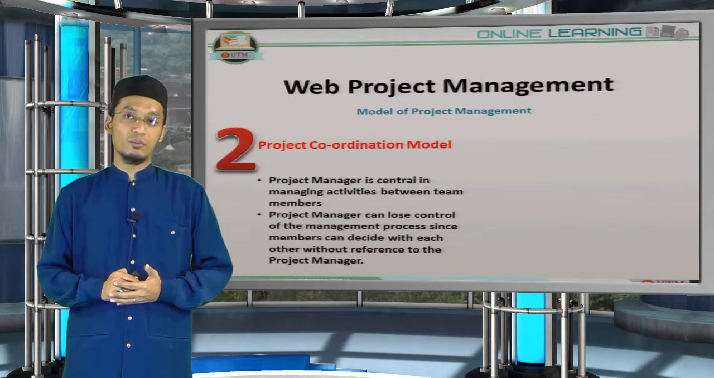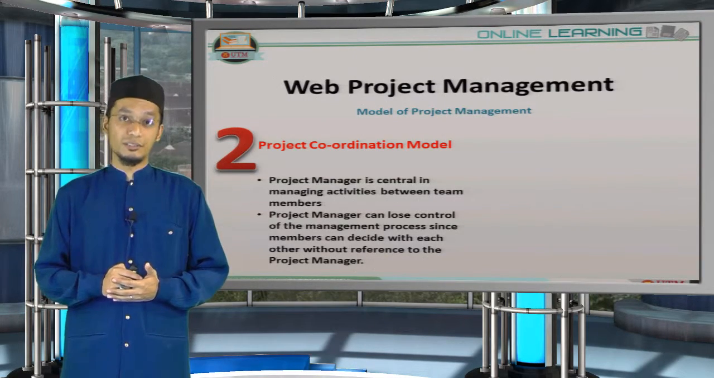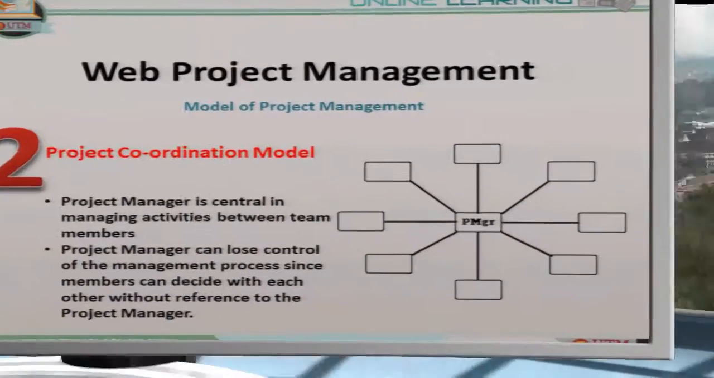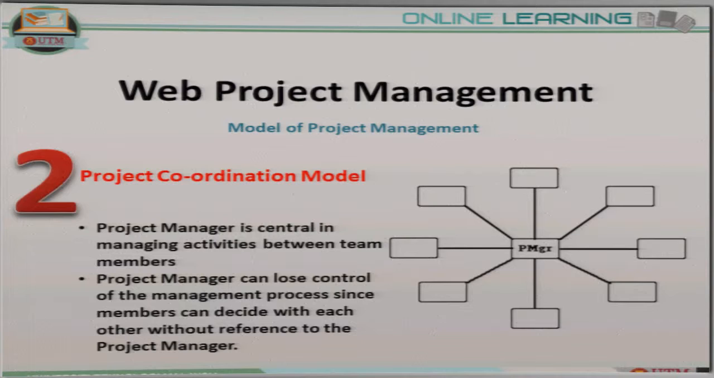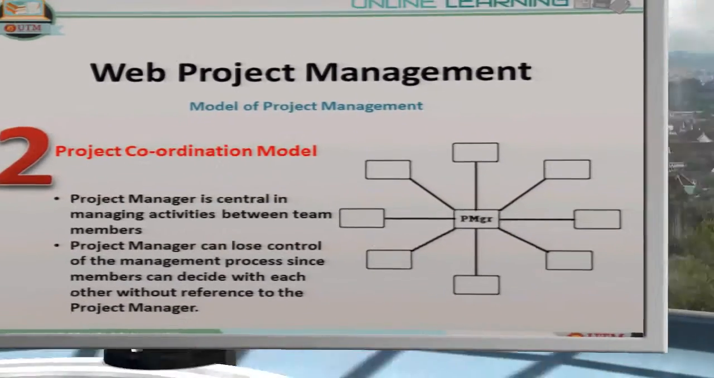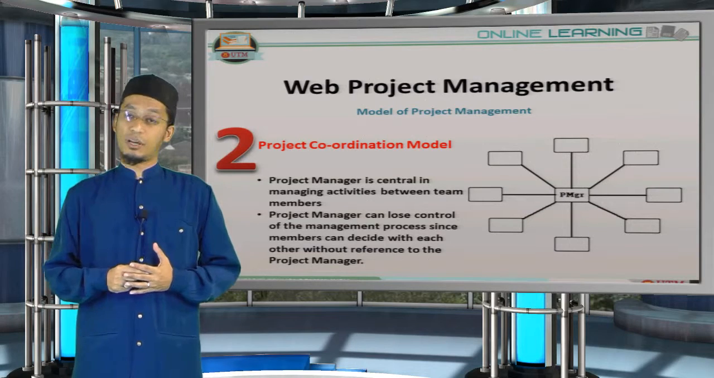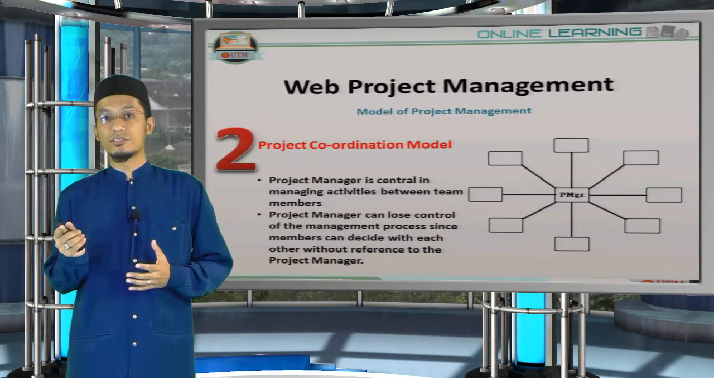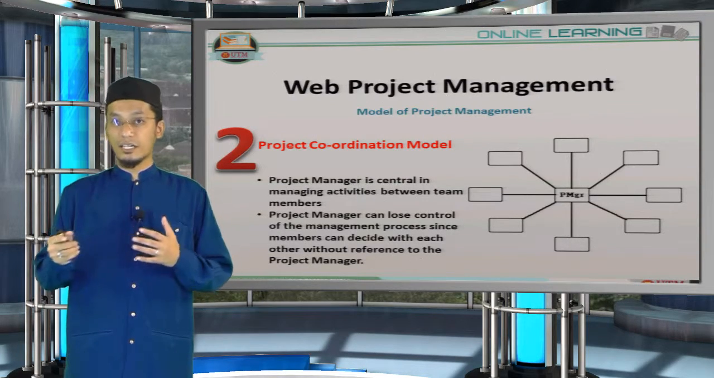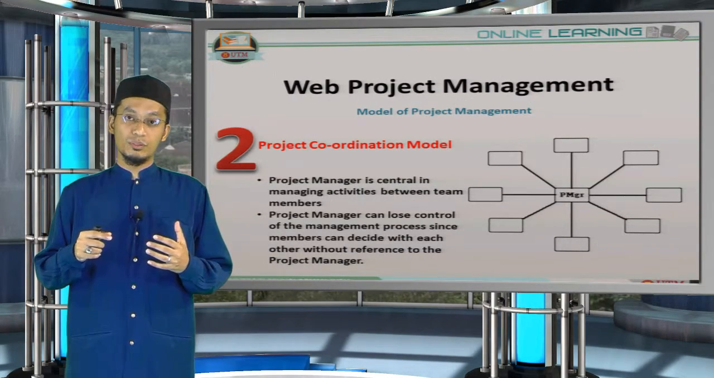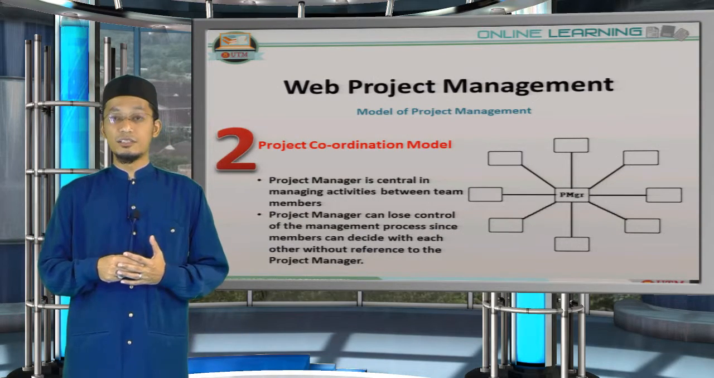The second example I would like to show to you is the project coordination model. As you can see here, the project manager is at the center of the web project group. In this diagram, it shows that the project manager is central to connect all the subordinates or the team members of the web project management. In certain cases, as you can see, the project manager could also lose control of the management if the members of the web project decide among themselves to proceed with certain decisions in the web project.